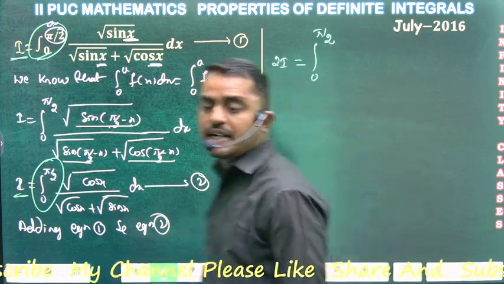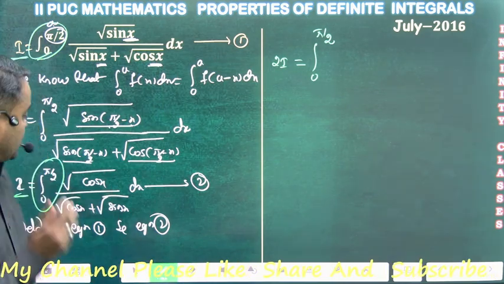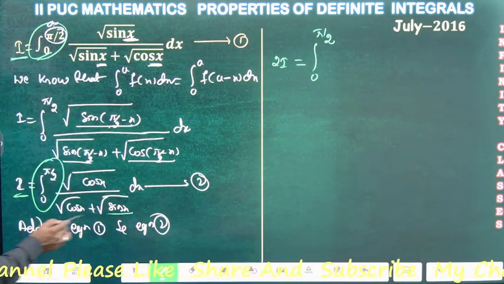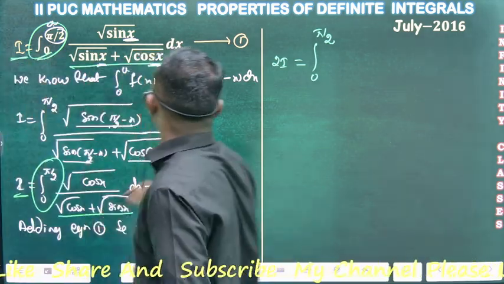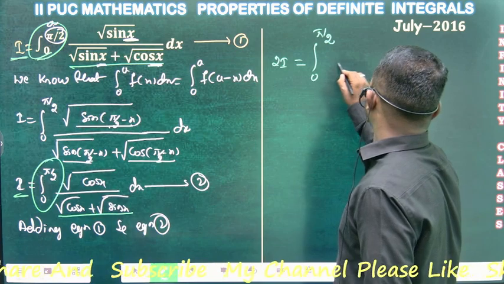Observe the denominator of both the equations here. So what is the denominator? Root cos x plus sin x. Here also root sin x plus cos x. It means both are the same here. That is, we are writing root sin x plus root cos x.